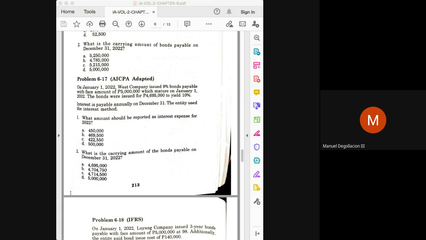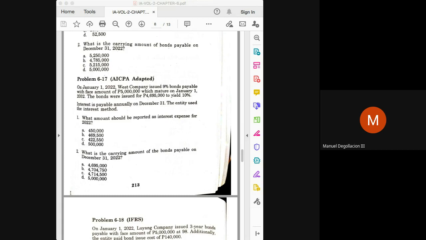So 4,714,500 times 10% will give you 471,450, and that is our interest expense for year 2. Next is how much is the amount of amortization on the discount. Again, simply to get the amortization, compare the interest expense with the fixed interest payment. And again, how much is the fixed interest payment? It was 450,000.